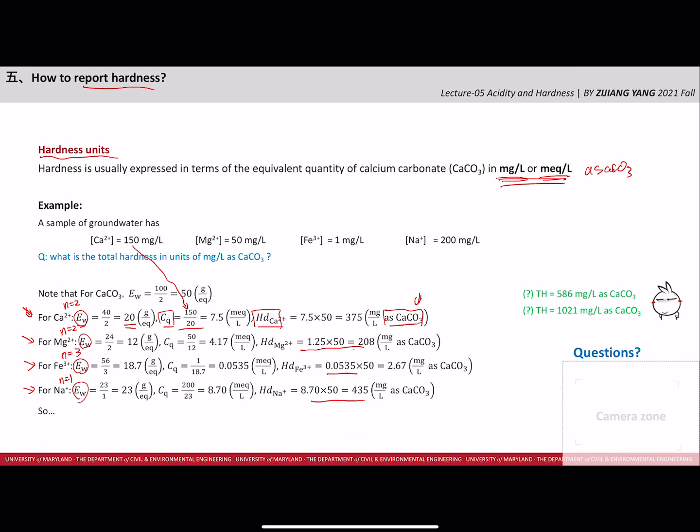So finally, I have a question. Is the total hardness equal to this one or equal to this one? Do any of you have any ideas? This one equals the sum of these 3. This one equals the sum of these 4. I think it's going to be the first one because you said that N needs to be greater than or equal to 2, and for sodium, it's just 1, less. Yes. So in this case, although we have the information of sodium, the sodium N equals 1, which is smaller than 2. So it does not contribute to total hardness. So we only use these 3.